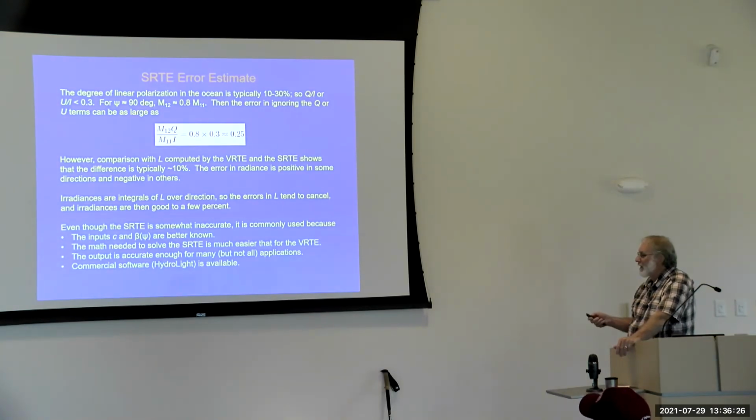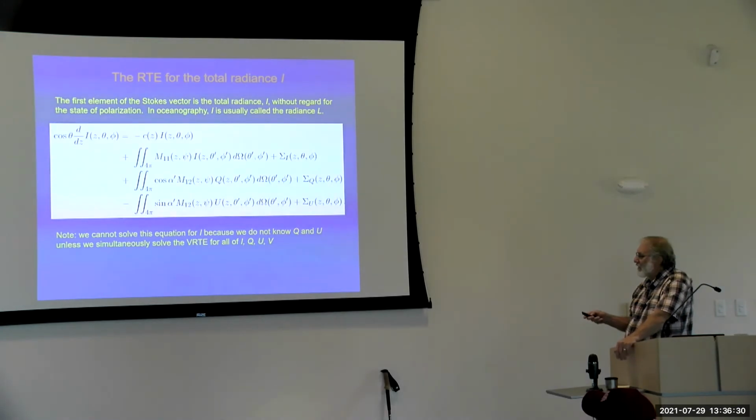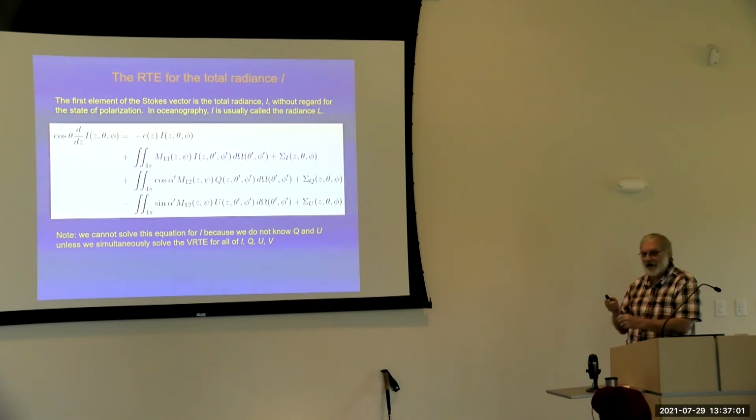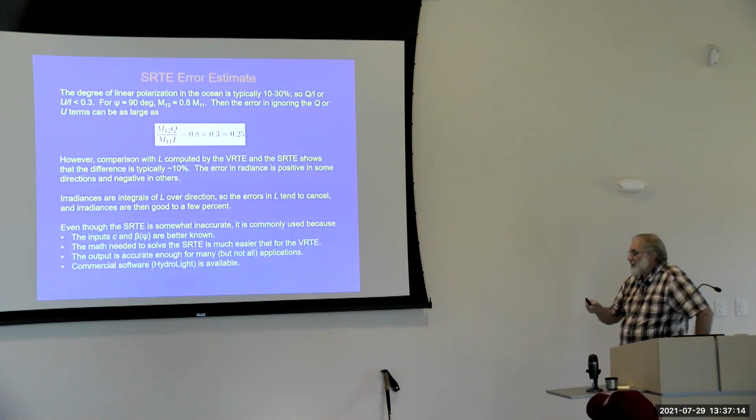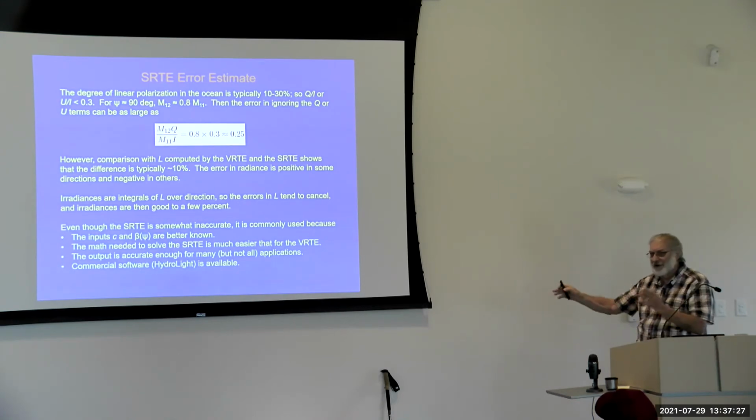So how big of an error does that make? Well, if we go back to here, we've got a term that's basically M11 times I, and then we have terms that are basically M12 times Q or M12 times U. Everything else here is the same, except for these cosine angles. But basically, if we compare how big a magnitude M12 times Q is compared to M11 times I, we can get some idea of how big the error is. So I go back to Ken's data and say, well, M12 is at most about 0.8 at the 90-degree scattering angle, and that 0.8 is relative to M11. So M12 over M11 could be as much as 0.8, usually less, but at 90 degrees, maybe 0.8.